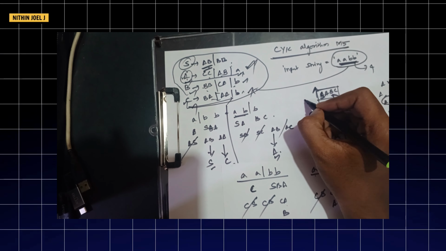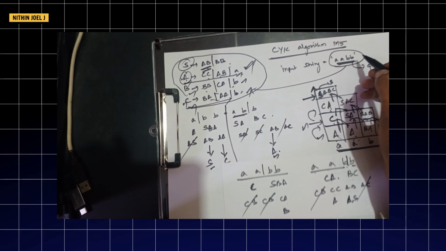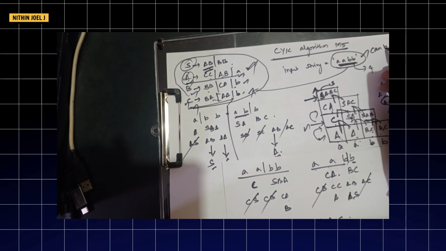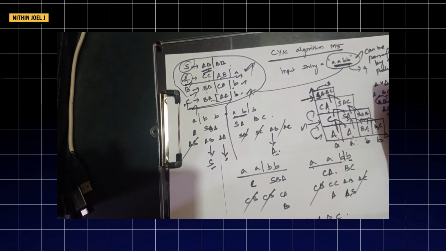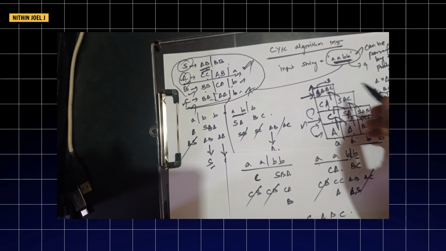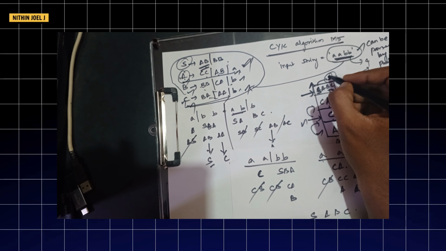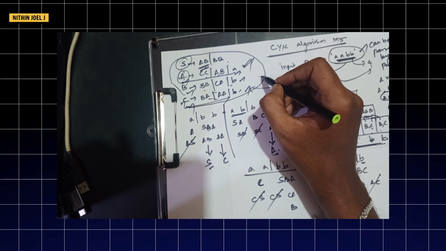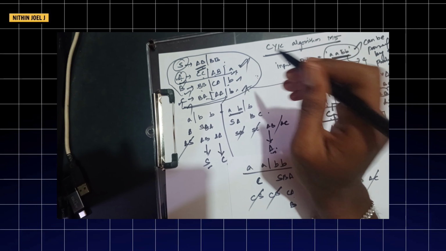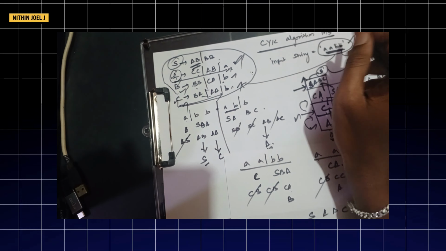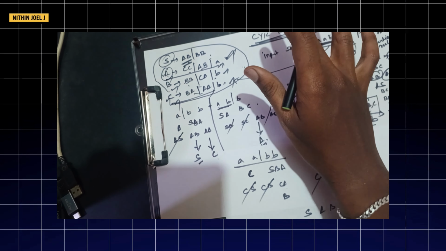So now in the topmost cell, if we have S, then we can conclude that this particular string can be parsed by the production rules. If there is no S, you can say that these production rules are not sufficient to parse this particular input string. But in our case, we got S, so we can say these production rules are capable of parsing this particular string. So that's it, guys. This is the numerical of the CYK algorithm. Hope you understood well. Thank you.